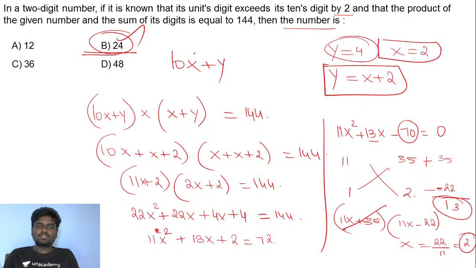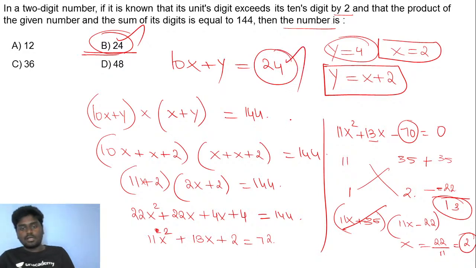So the original 2-digit number, if you try to substitute here, you will be getting 24. So the answer for this question is undoubtedly option B. 24 is the number. When you try to get the product of the number and the sum of its digits, it is 144, and the unit digit exceeds the tens digit by 2. That's it. Right?